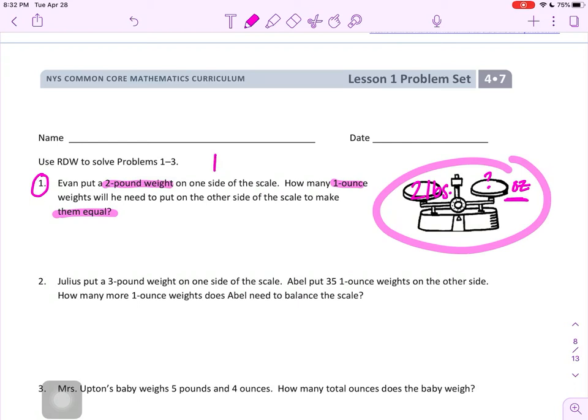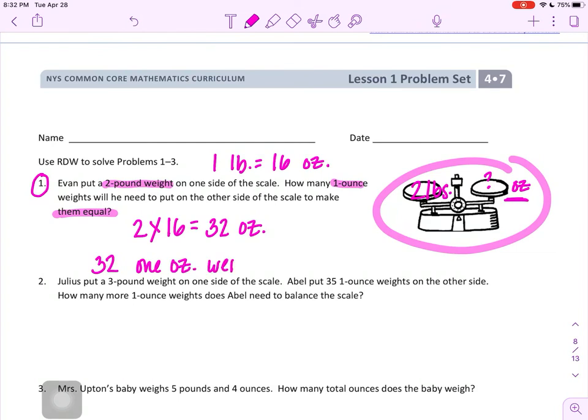So I remember from above that 1 pound equals 16 ounces. So I can do 2 times 16 because I've got those 2 pounds. And I know that 2 times 16 equals 32 ounces. So he will need 32 1-ounce weights on the other side of the scale.